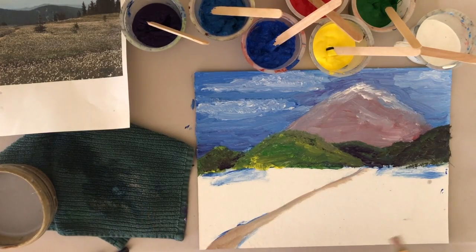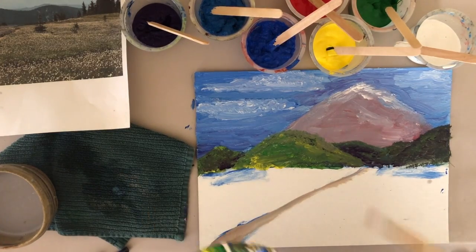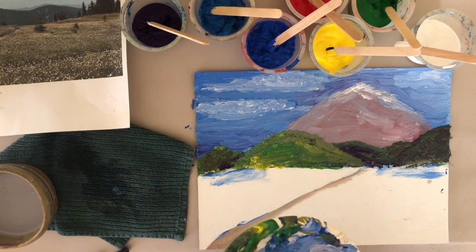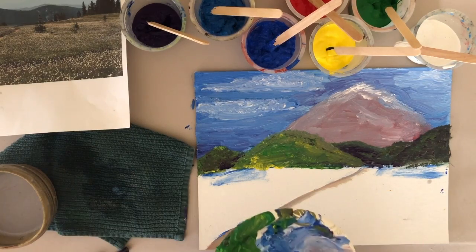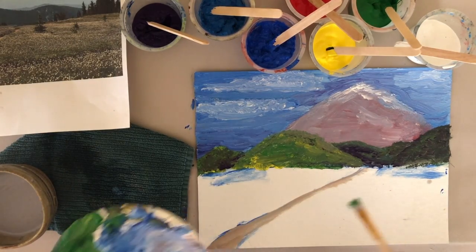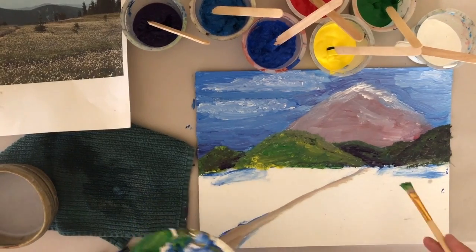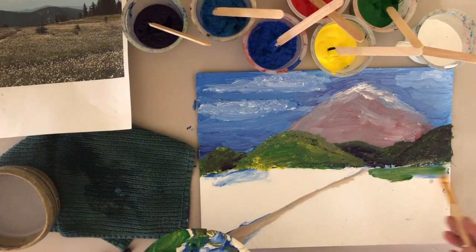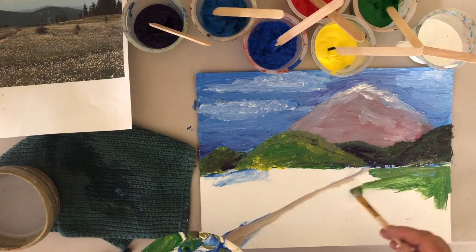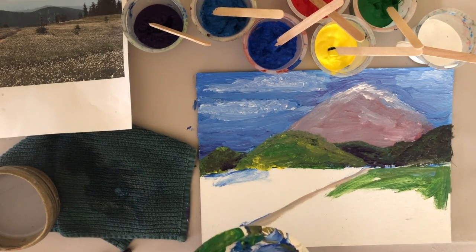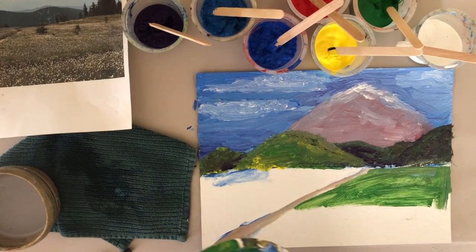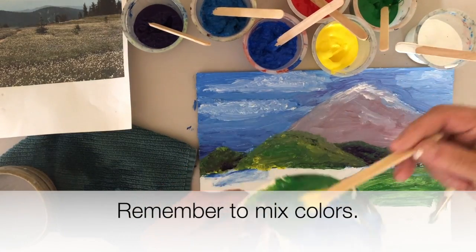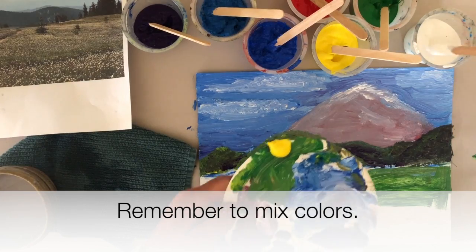Don't forget to rinse your brush out once in a while, especially if you're going to be changing colors. So now I want to get just a nice general base coat of all my pasture, the flat area where all those flowers are. I'm not worried too much about a lot of stuff right here. I'm just going to get some good base color in. I might need a little bit of yellow in there. Maybe a little bit of white.